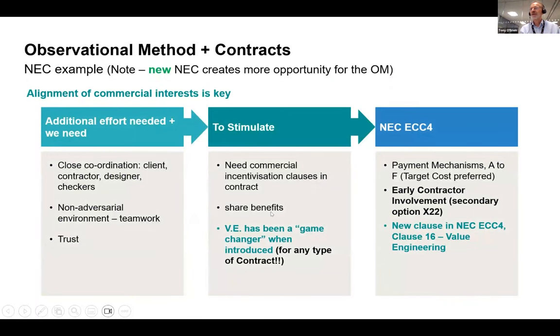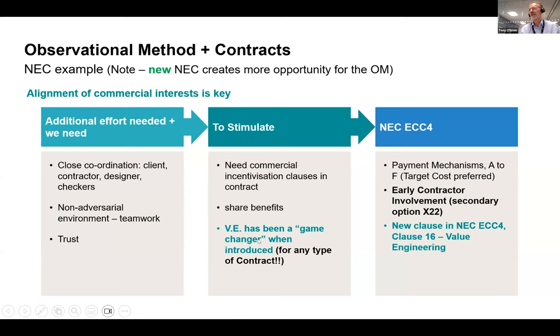So alignment of commercial interests is a key issue here. And to get that alignment, there's got to be incentivization in the contract. If you don't have some incentivization, a contractor simply may not be interested, because you won't get some benefit in terms of a cost or material saving for himself. So a key clause is what's often termed a value engineering clause. And certainly when I've seen OM being used, having that clause in a contract has been a game changer.